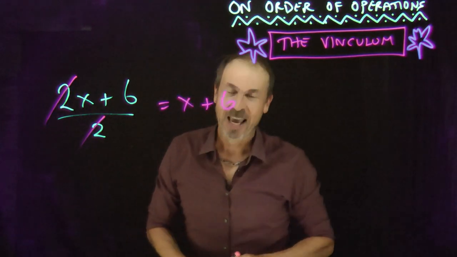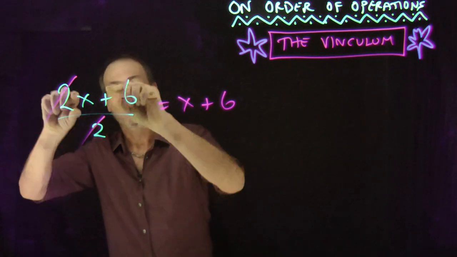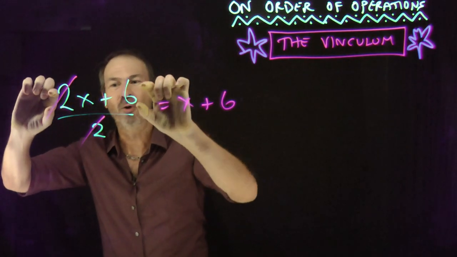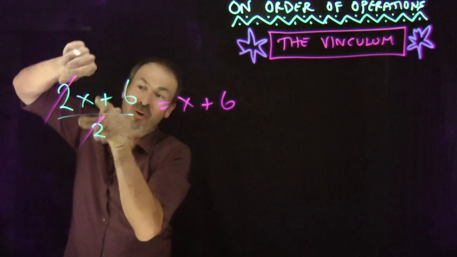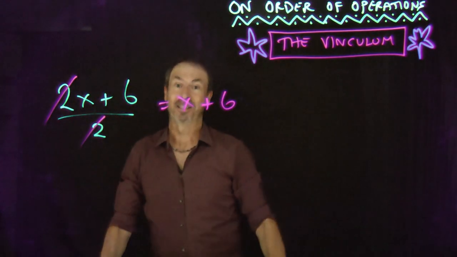But here's the thing. If we give the story of the vinculum, you can't help but notice vinculum thinking going on here. This 2x plus 6 is all one group. So it means if you divide things by 2, you can't just divide part of the group by 2, the whole group. It's a group. Everything in that group has to get divided by 2.